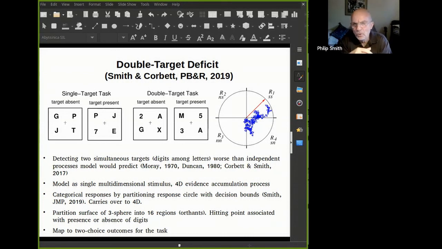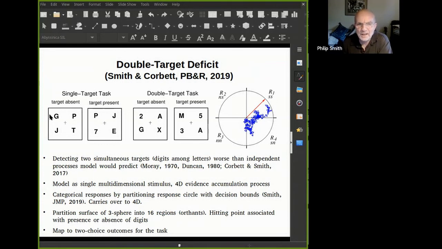This was first reported by Moray in audition in 1970. A visual version was reported by John Duncan in 1980, and Elaine Corbett and I did a version of it in 2017, basically using Duncan's paradigm. In our version of Duncan's paradigm, there's a single target and a double target task, where the task involves detecting digit targets among letter distractors.